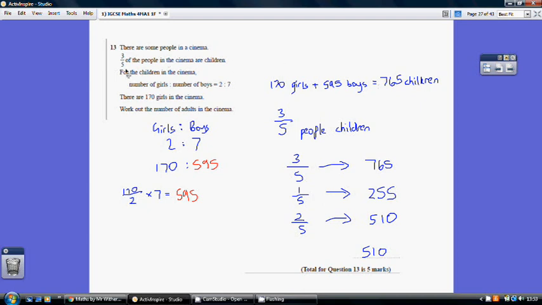Now we're told that these children comprise 3/5 of the people in the cinema. So 3/5 are these 765 children. So if that's what 3/5 is, what must 1/5 be? Well, let's divide this by 3, and that gives us 255. Now we're trying to work out the number of adults in the cinema. Given the children are 3/5, the adults must be 2/5. It's the rest of them. So if 1/5 is 255, 2/5 being the number of adults must be 2 lots of the 255, which is 510 adults.